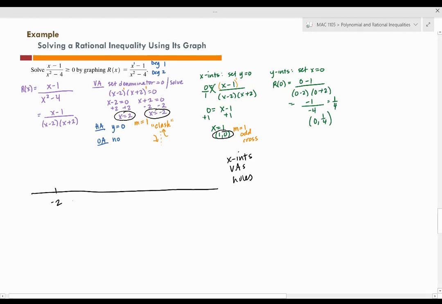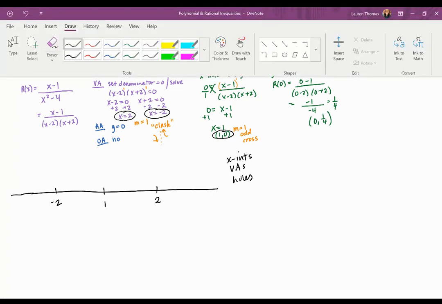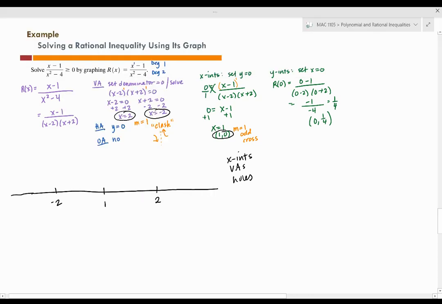All right, and I'm going to put those numbers on my number line the way that they would naturally occur. So -2, 1, and 2. When I did that, I created 1, 2, 3, 4 intervals. Those intervals are -infinity to -2, -2 to 1, 1 to 2, and 2 to positive infinity.